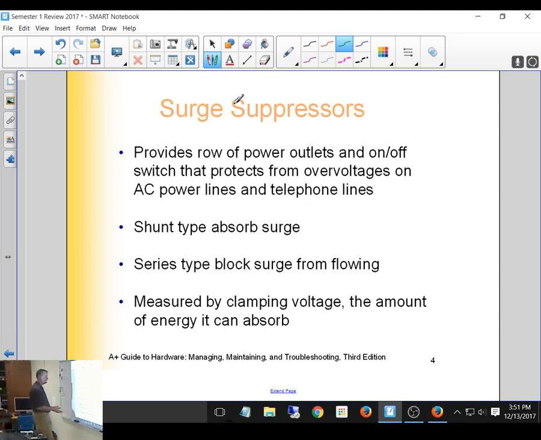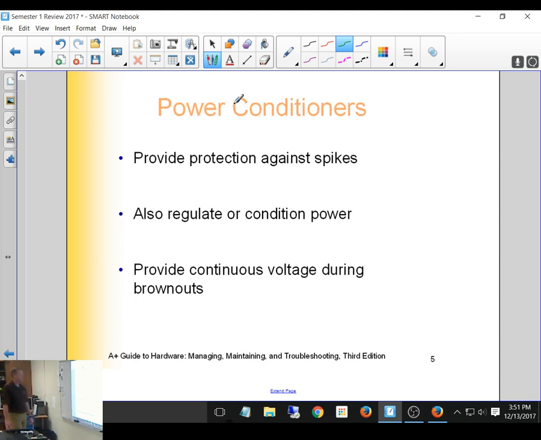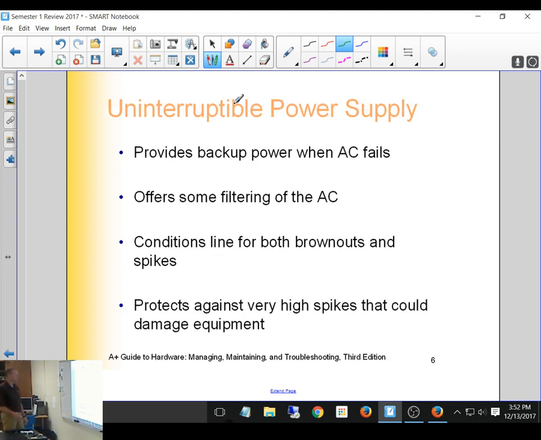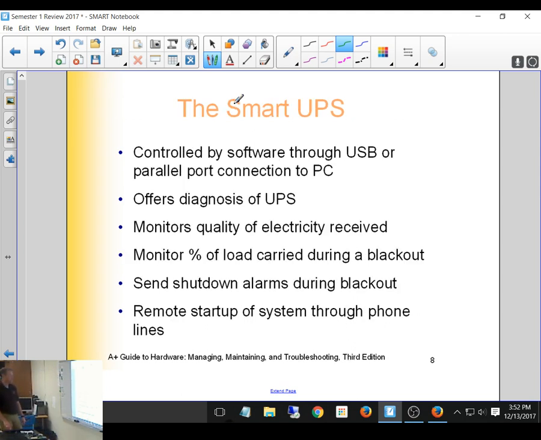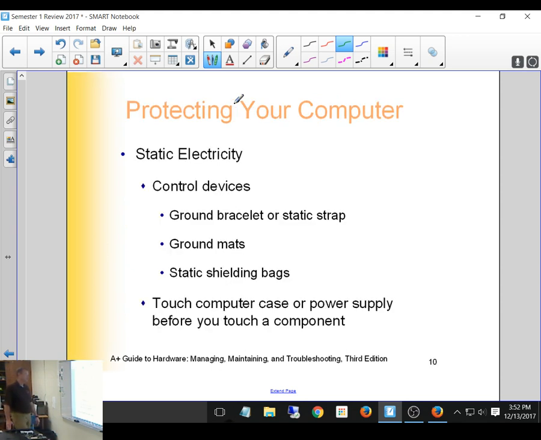of electricity once it hits some clamping voltage, and it's measured by how high of a voltage you can take or how much energy they can absorb. It's a very inexpensive way to protect your equipment. Whereas power conditioners also do spikes, but then they add the ability to condition power for brownouts, or drops in power. And then our uninterruptible power supplies do those two things and add the ability to back up for complete AC electrical failure. The smart UPS is just a UPS that can hook up to a computer, monitors the load, and can shut down your computer for you as well.